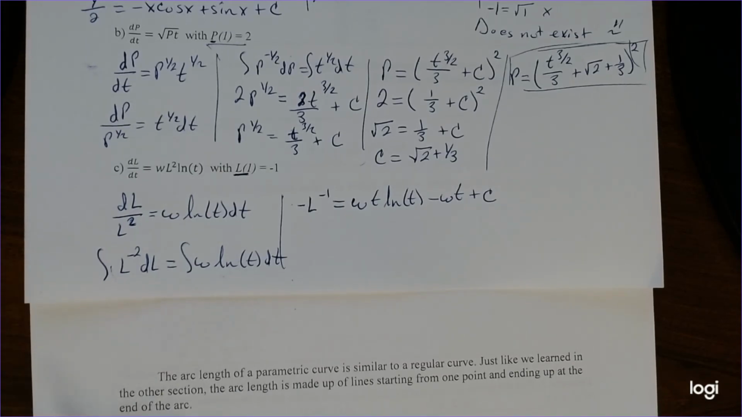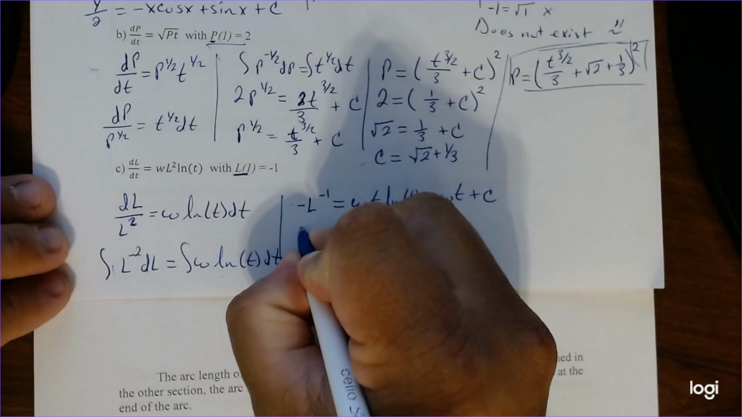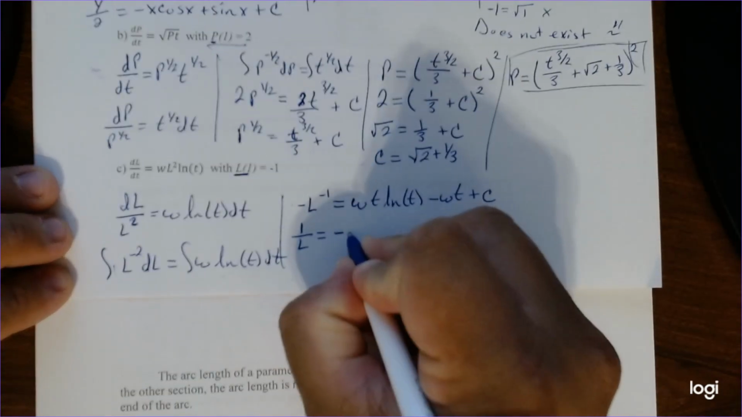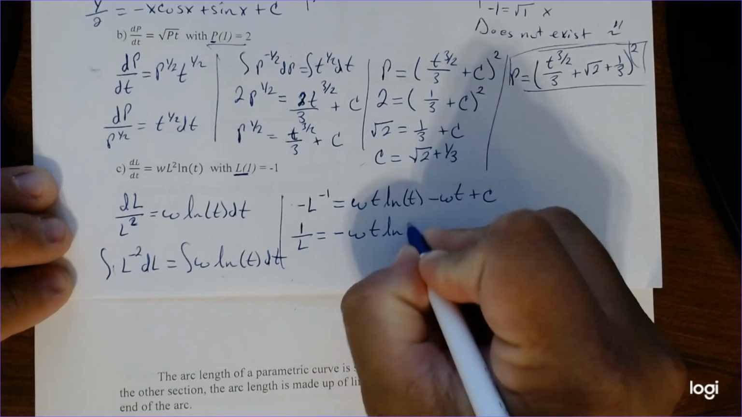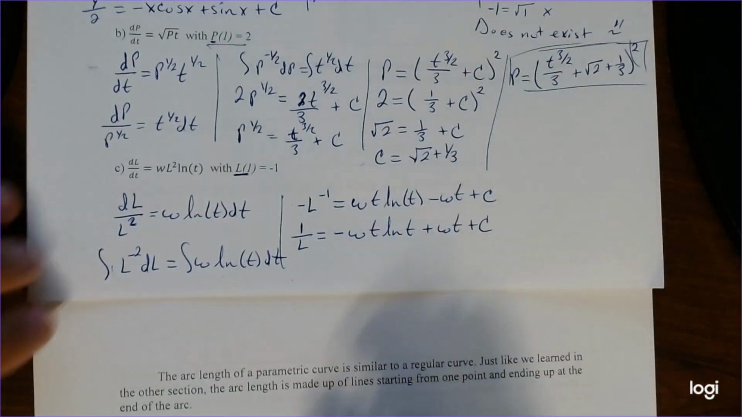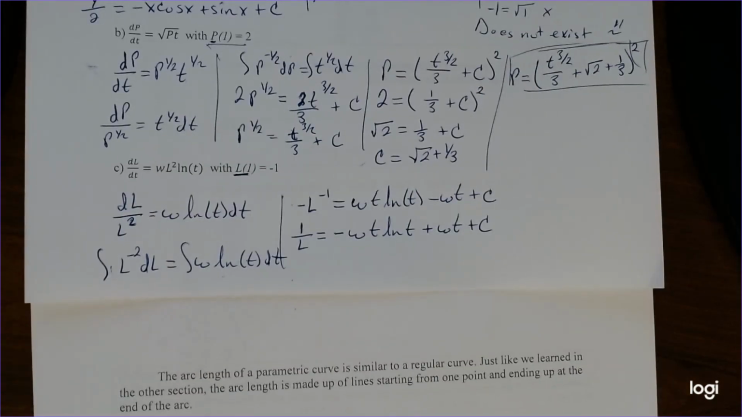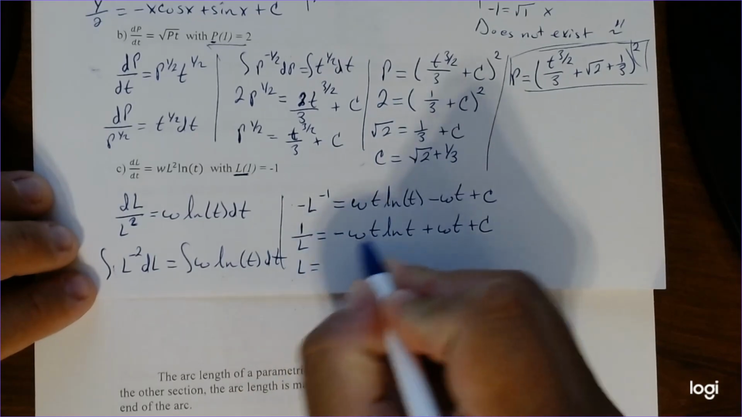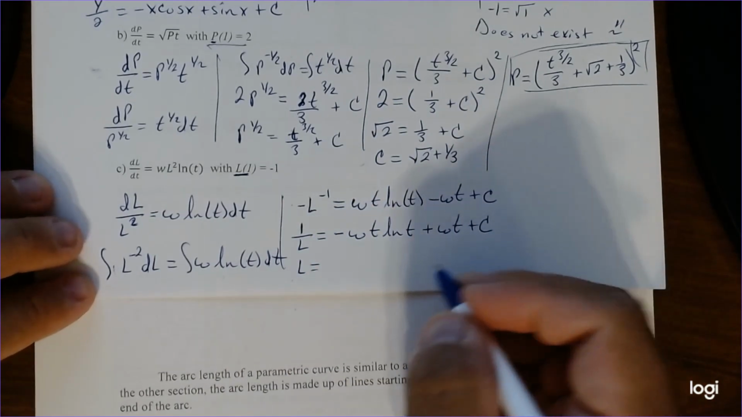And then we just solve for L. So subtracting from both sides. Now this is the tricky part. Since it's 1 over it, we get L by itself is just 1 over this whole concept here.